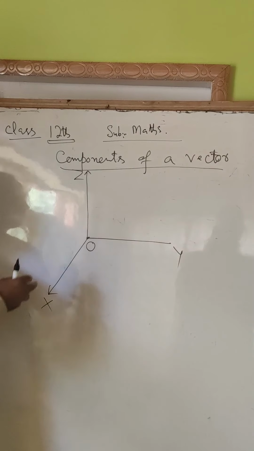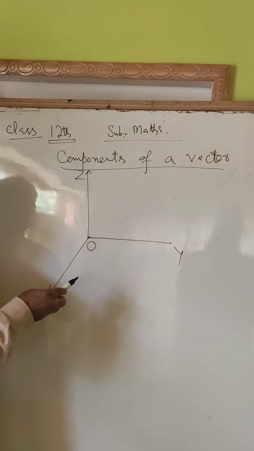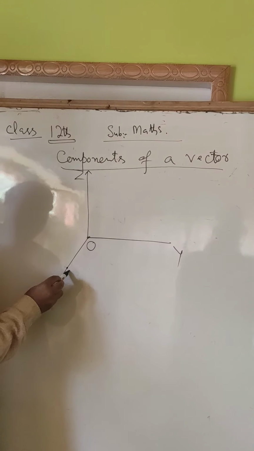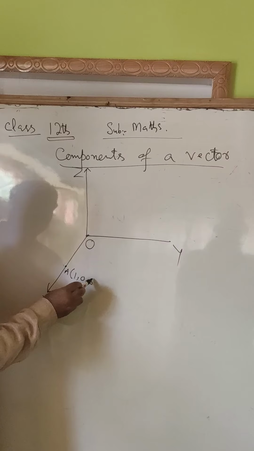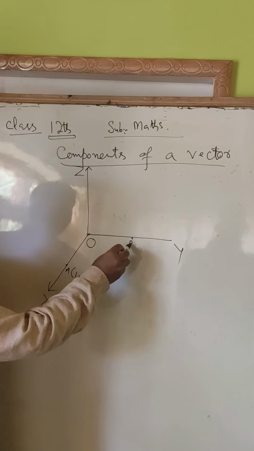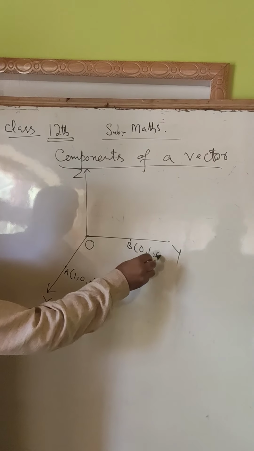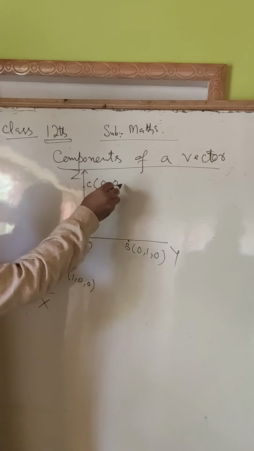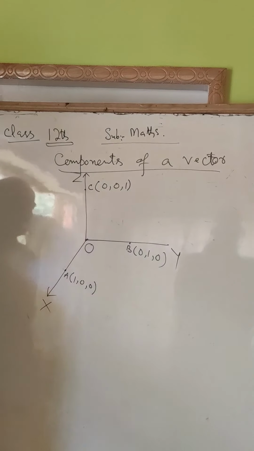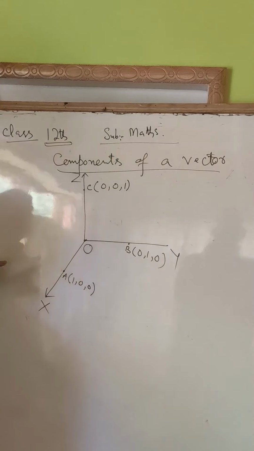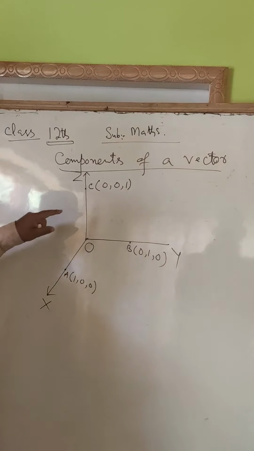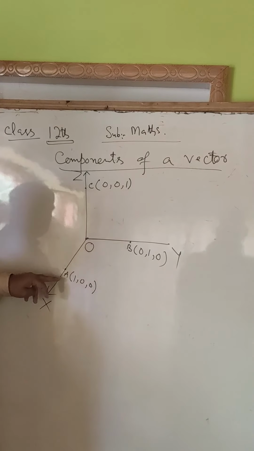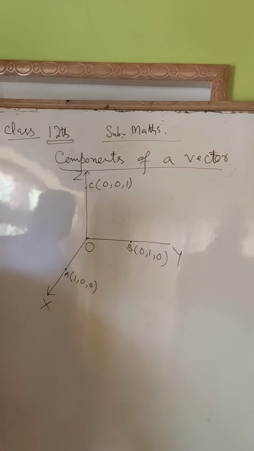These are three mutually perpendicular to each other. Take 3 points A (1, 0, 0), यहाँ पे B (0, 1, 0), C (0, 0, 1)। इसका मतलब यह है कि A, B and C, they are just 1 unit away from the origin.